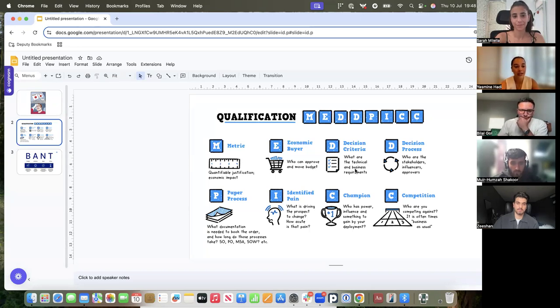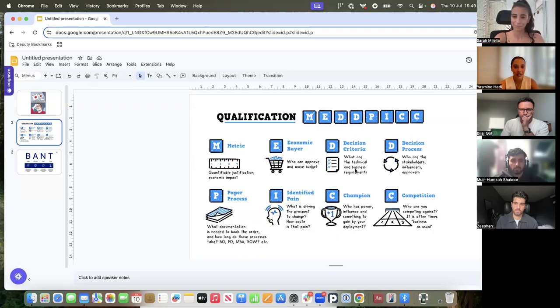MedPick. It's so easy to just make it a script. Like a tick box, yeah. You just need to ditch that script and go in with a few questions. Start human. So just ask, how are things going? Be curious about their role, and then use MedPick as a framework.